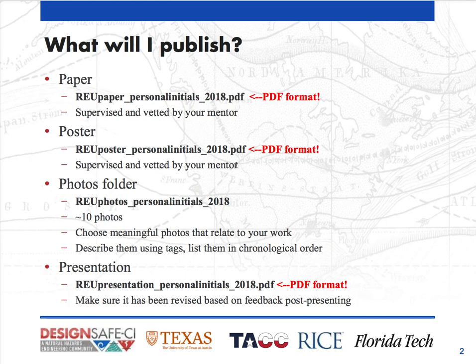You will publish 4 items: a paper, a poster, a folder of photos, and a presentation. Both your paper and poster will be supervised and vetted by your mentor. Your photos should be curated, selected, and described. Choose around 10 photos that tell a story, in chronological order. Tell us how they relate to your work. Use DesignSafe's tag button to describe them. Make sure your presentation has been revised based on any feedback you received during your presentation.